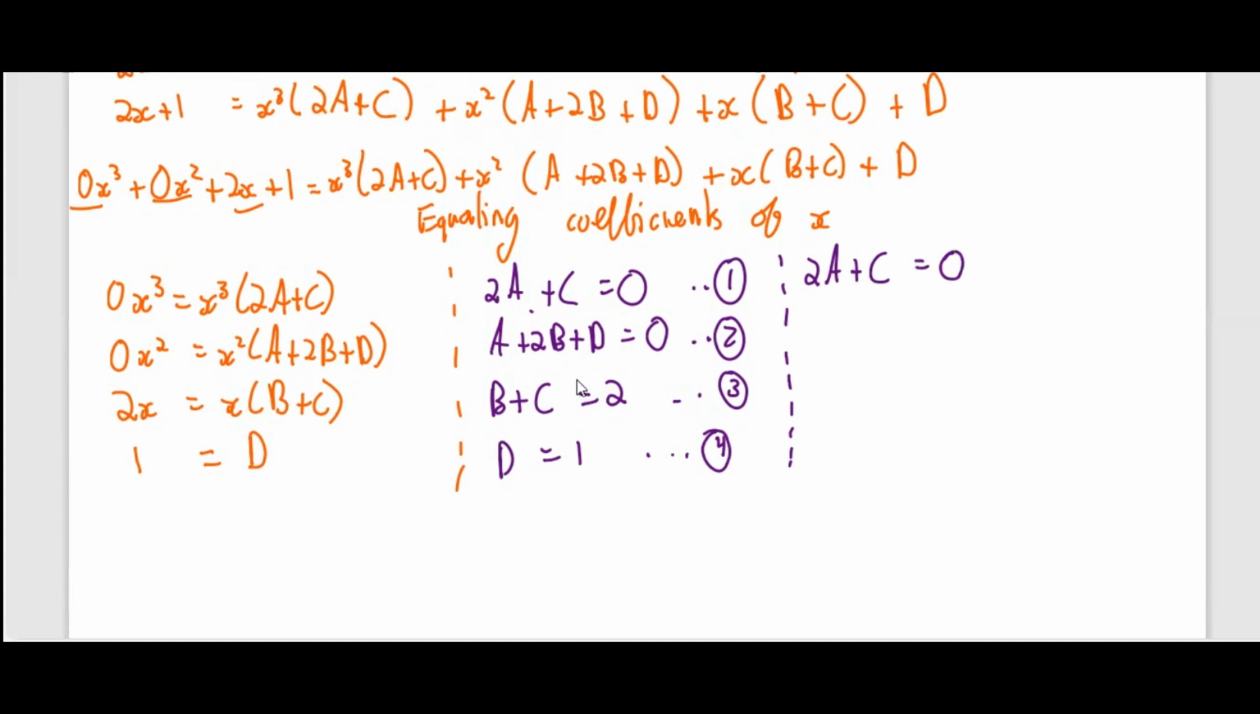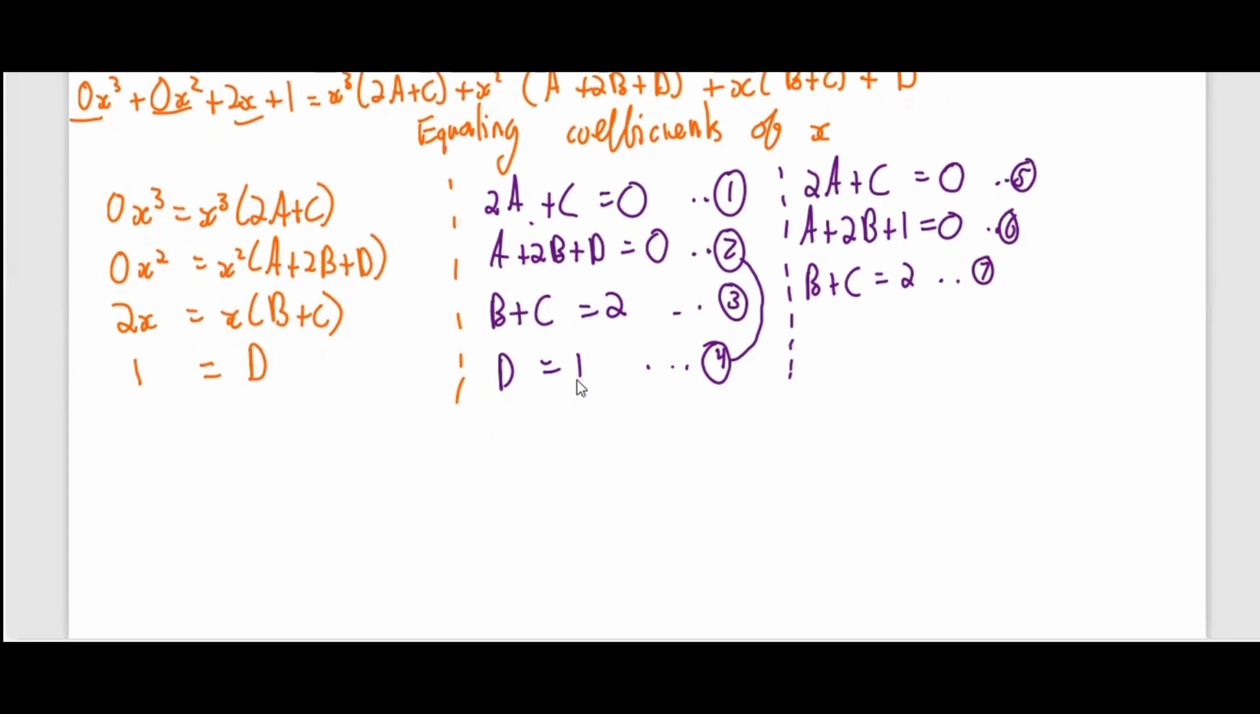All right, this one here. So you plug d in for this one here. So you end up with a plus 2b plus 1 is equal to 0. And then b plus c is equal to 2 will stay. Just keeping track of what we're doing, right?